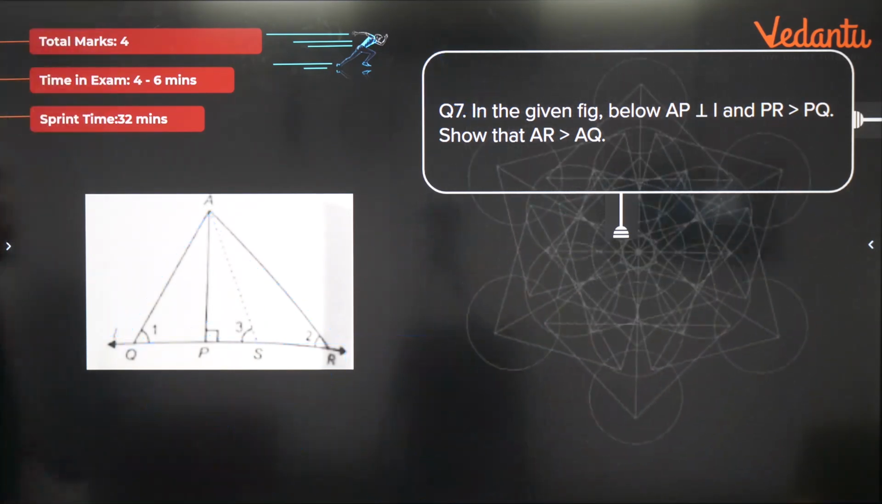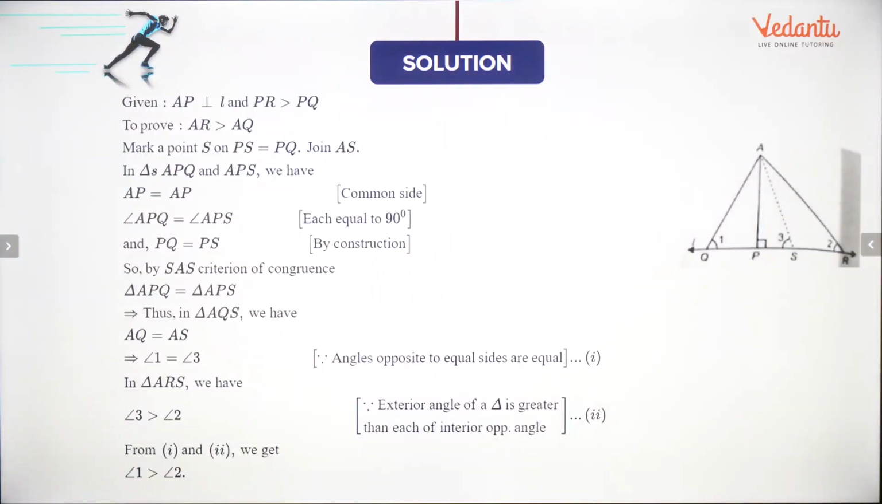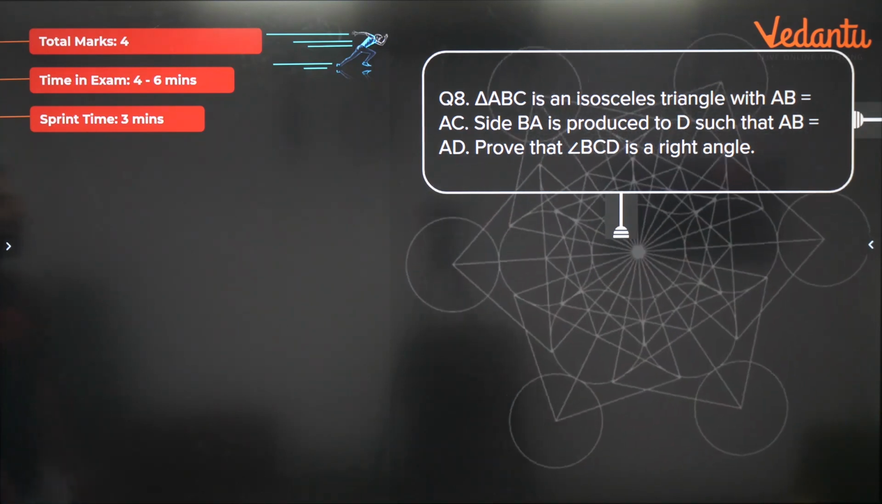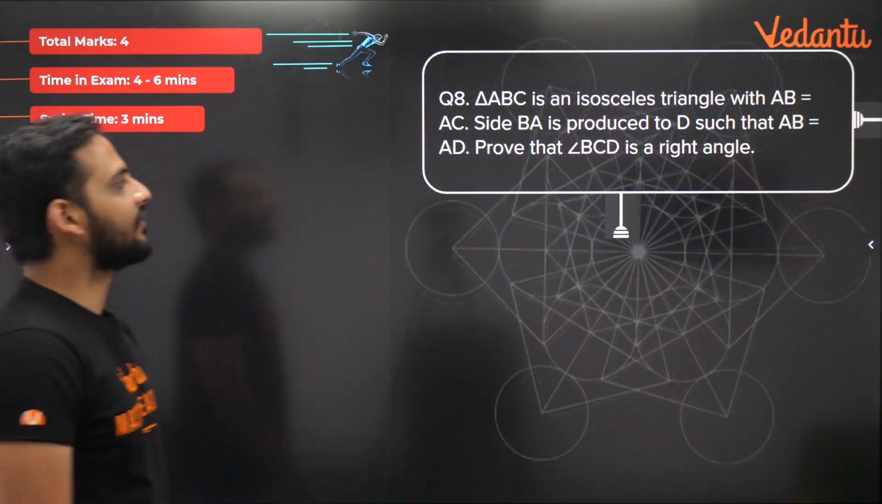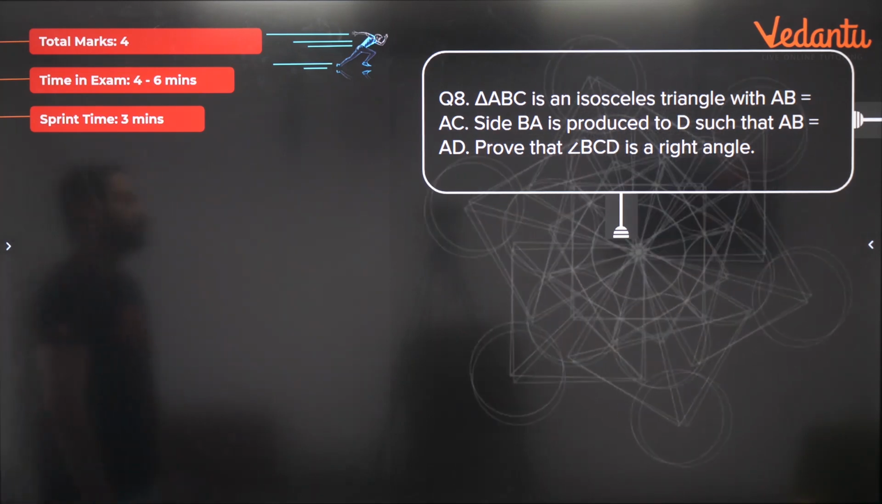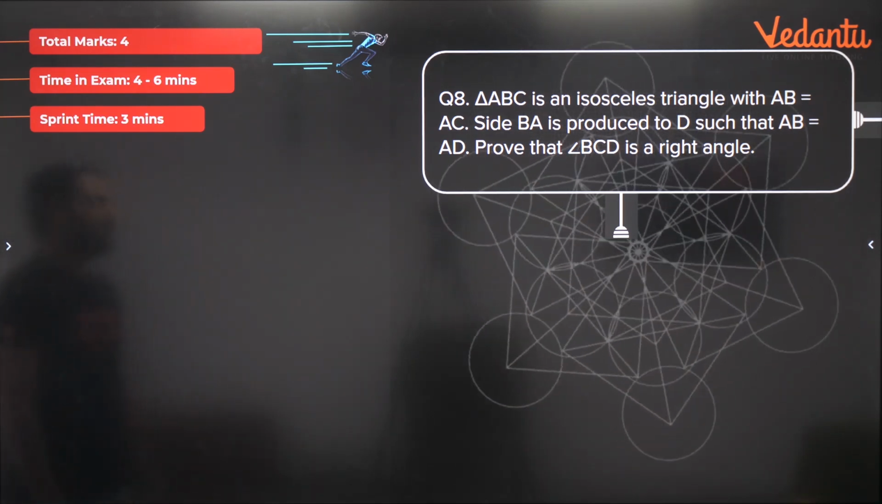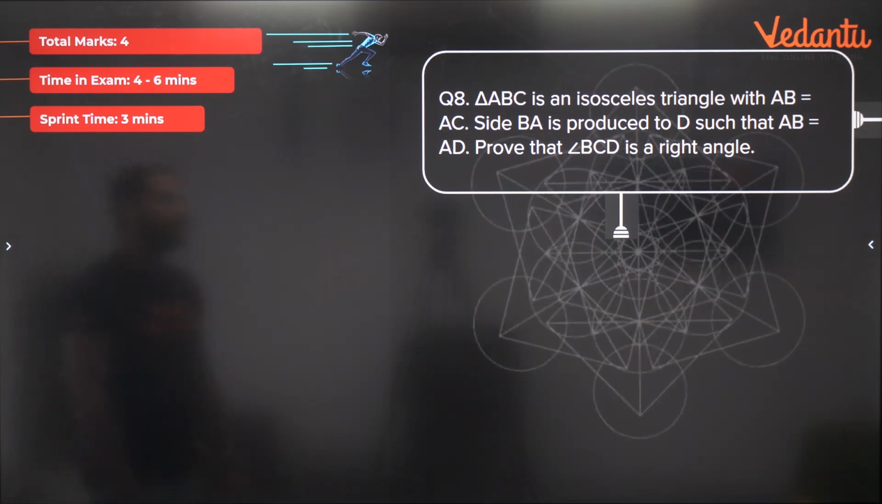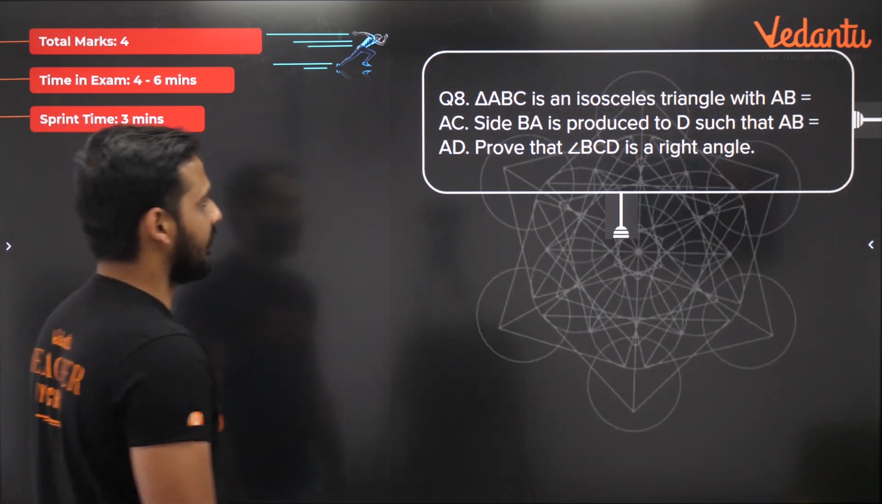So let's move on. This is what the solution is. You can also see this solution one more time if you have any doubts. Next question: if triangle ABC is an isosceles triangle with AB equal to AC and side BA is produced to a point D such that AB is equal to AD, prove that triangle BCD is a right angle triangle.